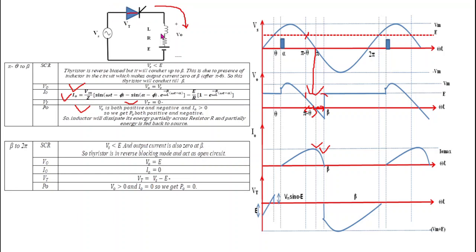When the thyristor is open circuited, then we get no current in this loop. That's why I naught is equal to 0. The output voltage V naught is equal to the EMF E, because there is no drop across the inductance and resistance. And what is the thyristor voltage? It is simply given by Vs minus E. And what is the output power P naught? The output power P naught is equal to 0, because I naught is equal to 0.